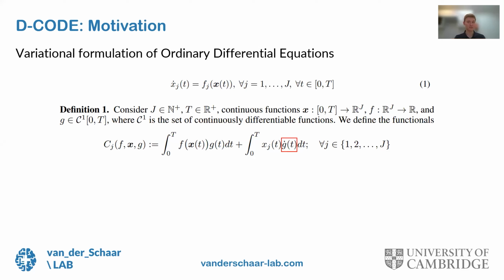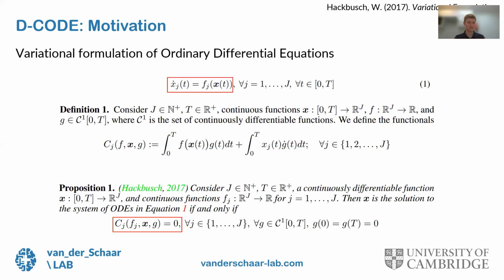Instead, it involves the derivative of g. And if we choose g in such a way that its derivative is easy to compute, then calculating the whole functional also should not be challenging. The variational formulation of ODEs now states that the differential equations hold if and only if the corresponding functionals are equal to 0 for all testing functions that are continuously differentiable and vanishing at the endpoints. And that is why this functional is a core element of our objective. We expect that minimizing the value of this functional should correspond to finding better approximations of the true ODE.